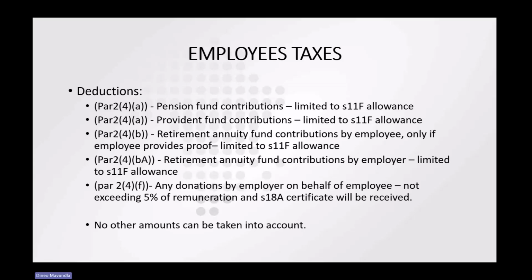Then in terms of paragraph 2.4B cap A, any retirement annuity fund contributions by the employer. And this is limited also again to the section 11F allowances. Then the last deduction that you can claim is any donations that are paid by the employer on behalf of the employee. But this is limited to, or it cannot exceed, 5% of the remuneration. And there must be a section 18A certificate that is received by the employer.